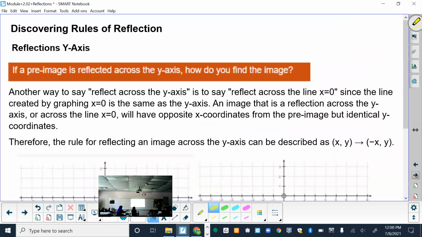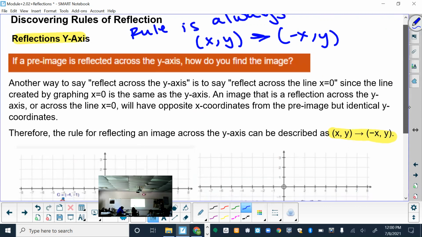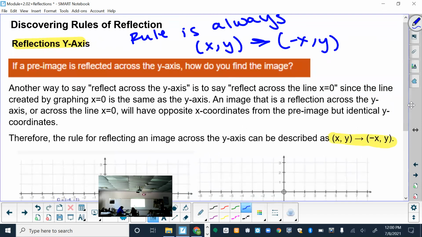If I'm talking about reflections across the y-axis, the rule is down here, but I'm going to write it towards the top. That rule is always (x, y) goes to (negative x, y). All right, always. So the y-axis is your vertical axis. So the y values should stay the same, and only the x value changes.